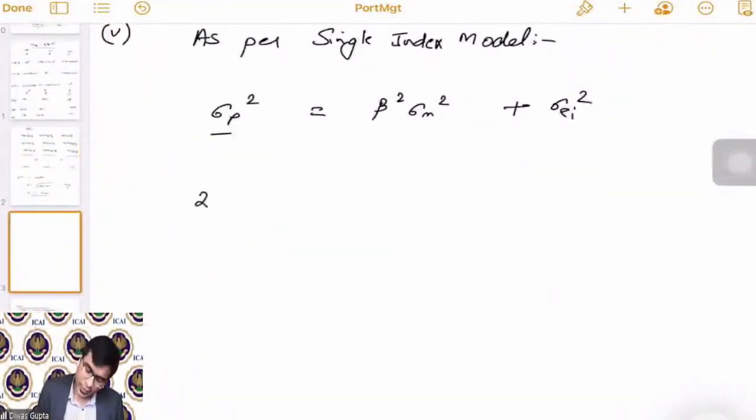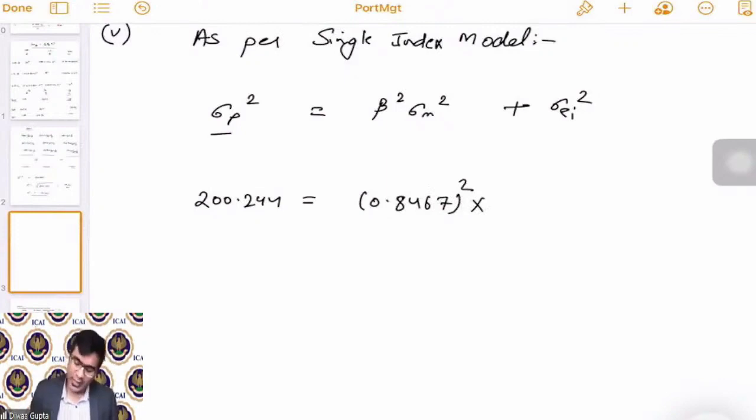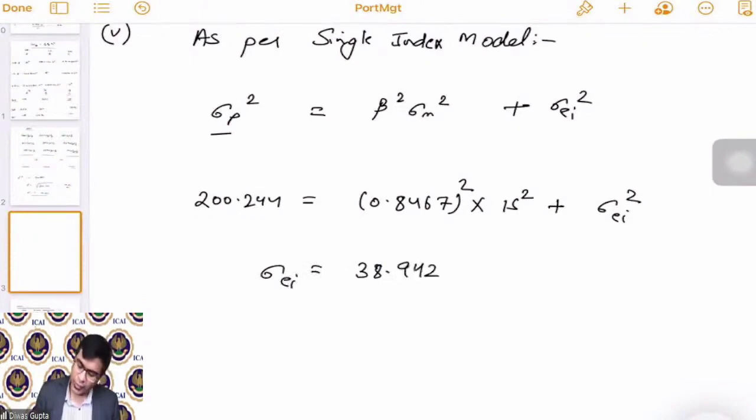Correct? So 200.244 is equal to beta, which is already given. The portfolio beta we have already calculated, 0.8467 square, multiplying it with the market standard deviation square plus unsystematic risk, which is still there because this is what we are going to calculate. This comes out as 38.942. Correct? The square of this.